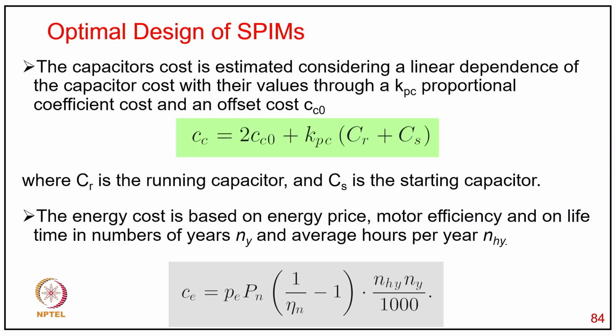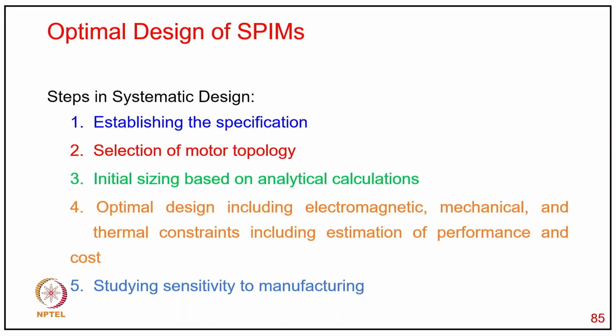The energy cost is based on energy price, motor efficiency, lifetime in number of years Ny, and average hours per year Hy. So Ce equal to Pe Pn in bracket 1 upon eta n minus 1, multiplied by Hy Ny divided by 1000. So now coming to the steps in systematic design.